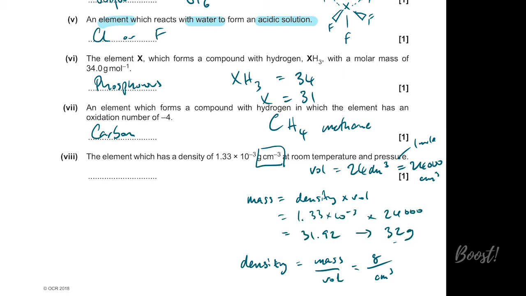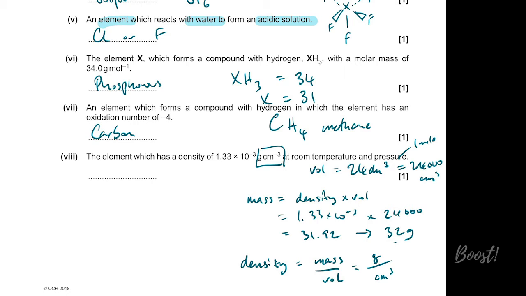So we're going to do the density 1.33 times 10 to the -3 times by the volume 24,000. And that gives us 31.92, or if we round it up, it goes to 32 grams. And so this is telling us that 1 mole, we said 1 mole because of the 24 decimeters cubed, 1 mole of this substance will have a mass of 32 grams, and that, hopefully you remember, is equivalent to your relative atomic mass, or relative molecular mass in this case.